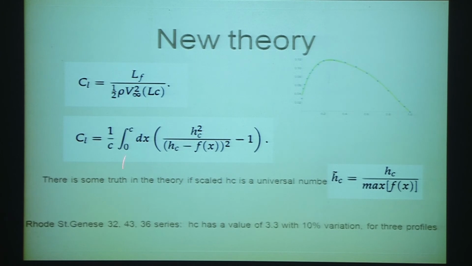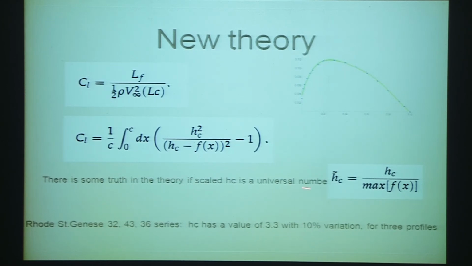I have done a preliminary calculation which shows that this HC, which is computed self-consistently from this equation, divided by the maximum height of the profile, is constant. For these Rode wing sections, the name of the wing section, it comes to roughly 3.3 within 10% variation.